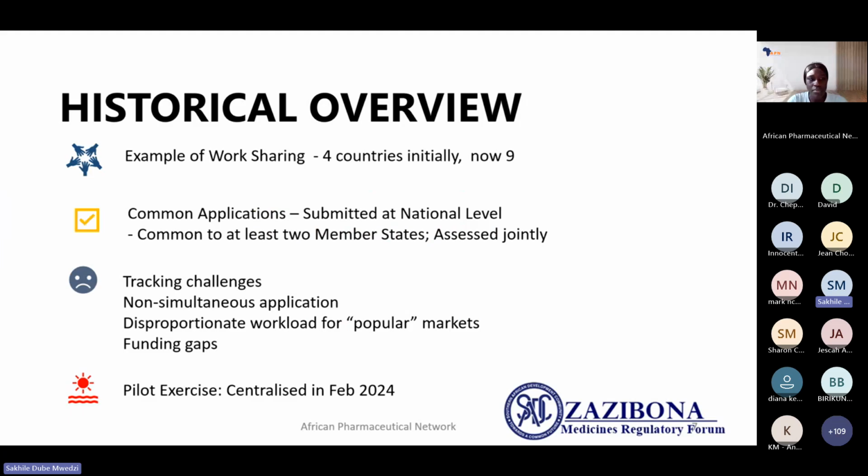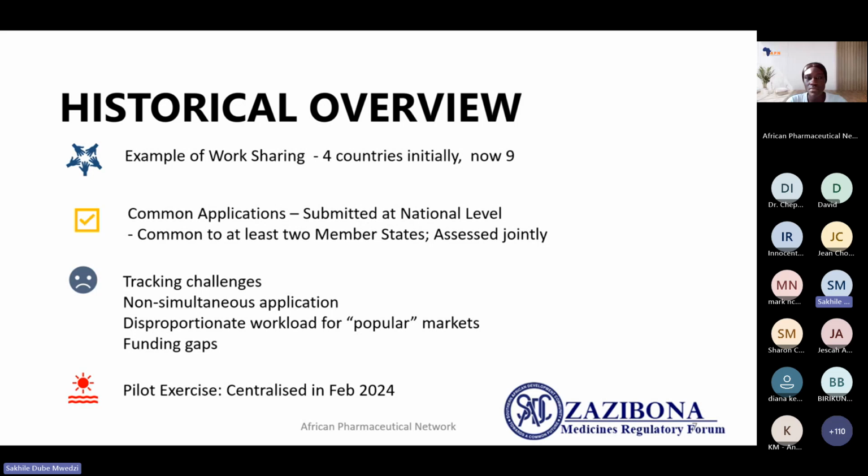I'm moving on to a little bit of our history. So if one wants to define the modality of how we do our harmonization, we essentially look at ourselves as a work sharing initiative. So we share the work amongst 9 member states. So initially I said that there were 4 original countries that brought together ZAZIBONA, but now you actually have 9 active member states that actually contribute to the work. I'll come back to that when we look at the second slide.